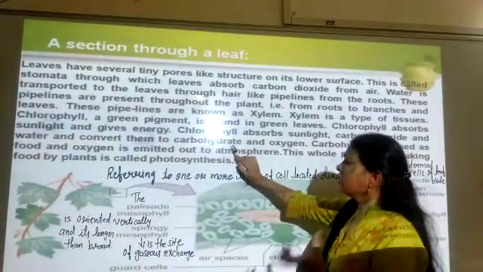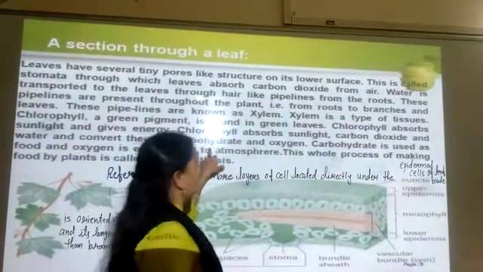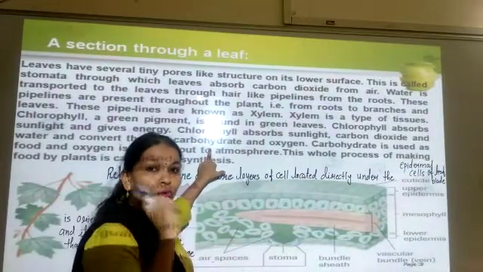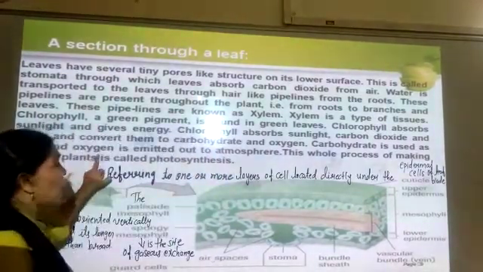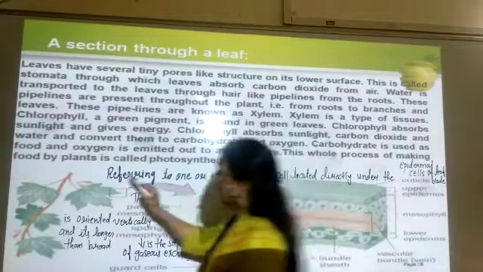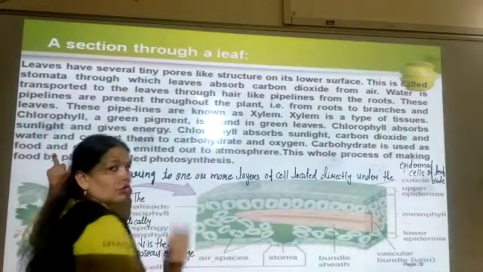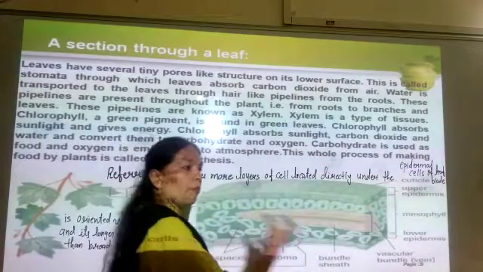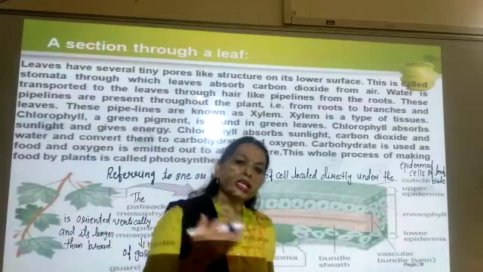So, what is the function of carbohydrate and oxygen? Carbohydrate helps the leaf to make food. Carbohydrate is used as food and oxygen is eliminated. Just like I told you, carbohydrate is used as food for the plant because it helps in the function of photosynthesis, and the oxygen is emitted. Emitted means it is obtained as a product after the raw materials are combined.